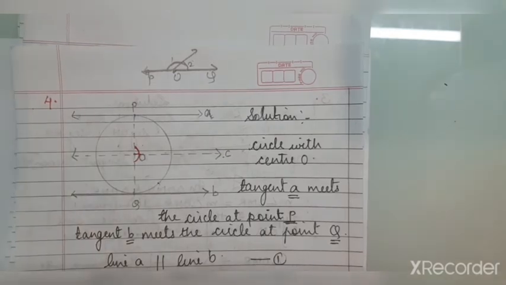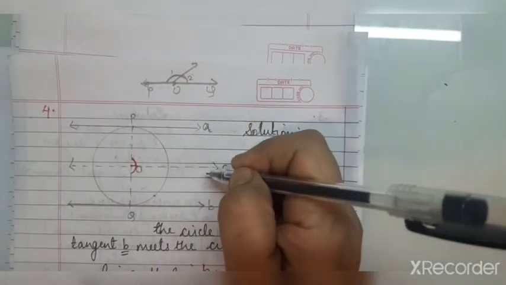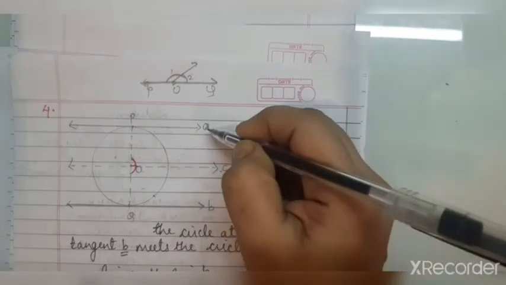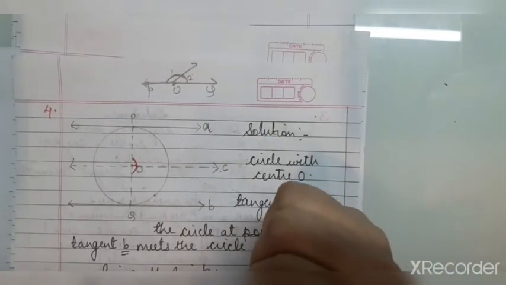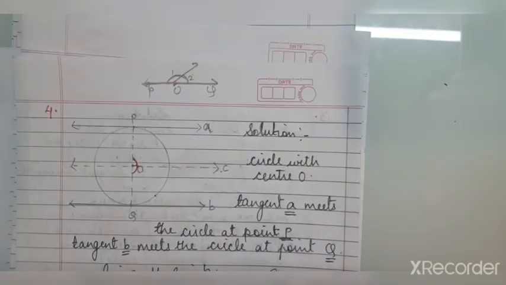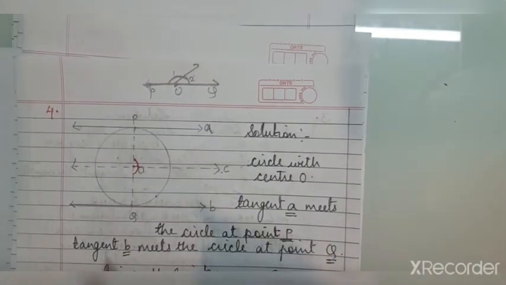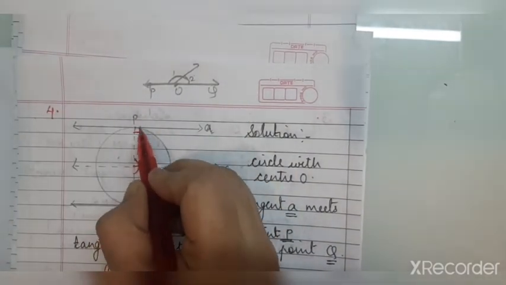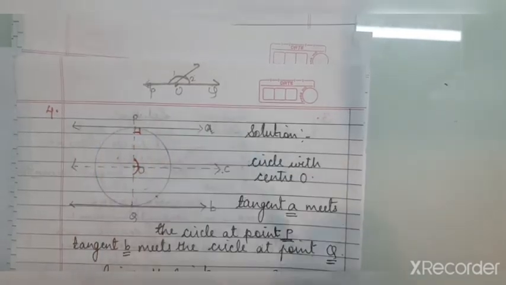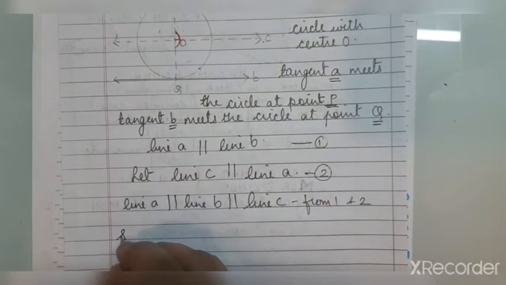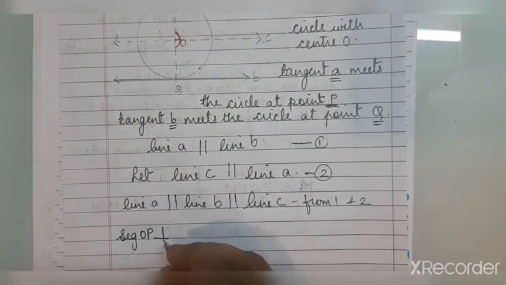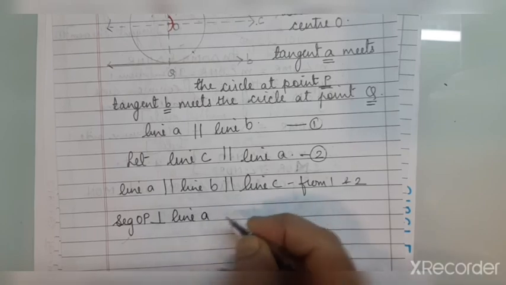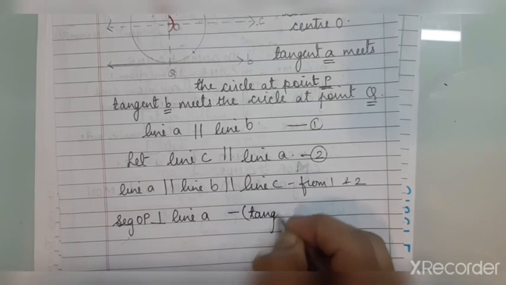Okay, so now since line A is parallel to line C. Now one more thing here, this we have studied in the tangent theorem that the radius and tangent are perpendicular. In that case, here this is perpendicular. So OP is perpendicular to line A. So I'll just write that segment OP is perpendicular to line A, and the reason is the tangent theorem.